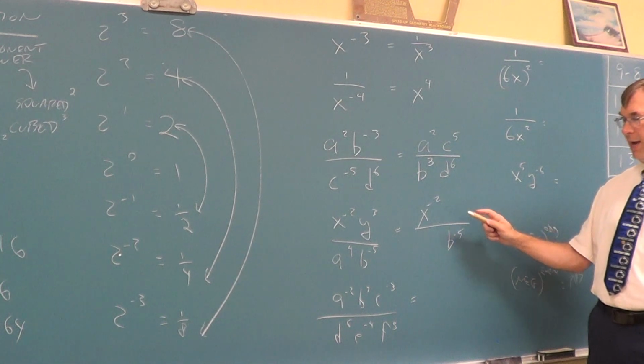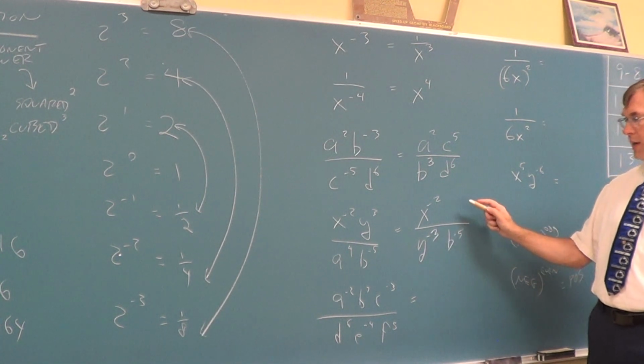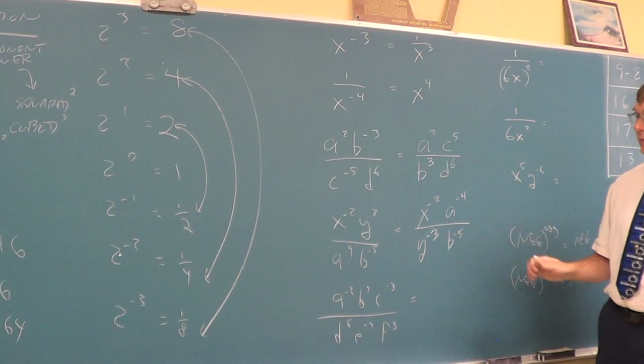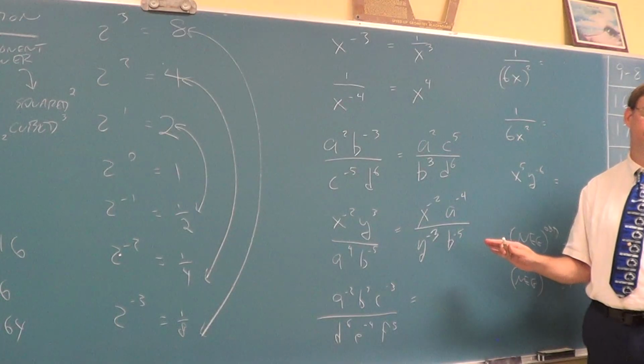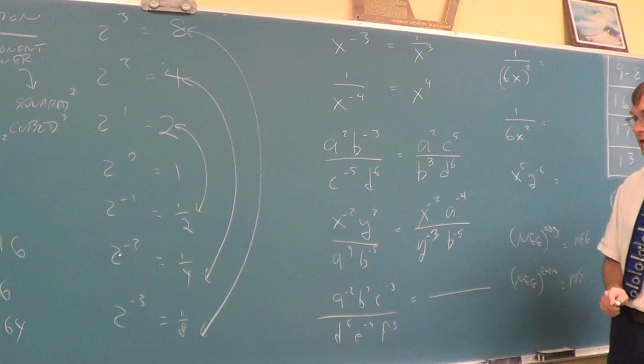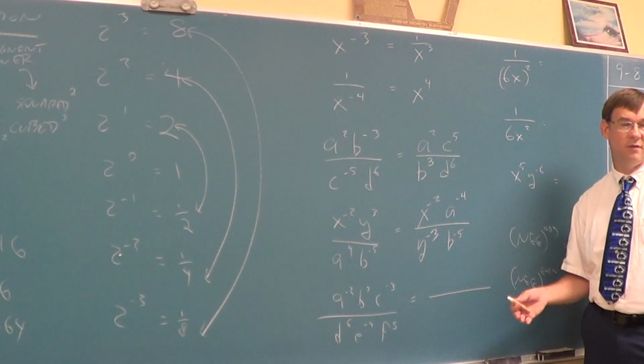Where's the y going to end up? On the bottom, with a negative. And also we'd end up with a to the negative 4 on the top. Question about that. Here's a bigger version. We could take it in either direction. Do you want to make them all negative or make them all positive? I don't care. You do.